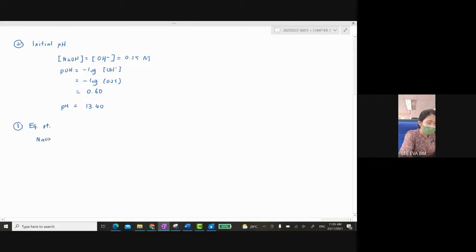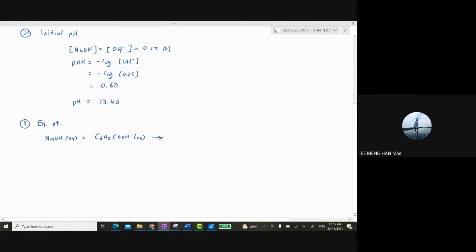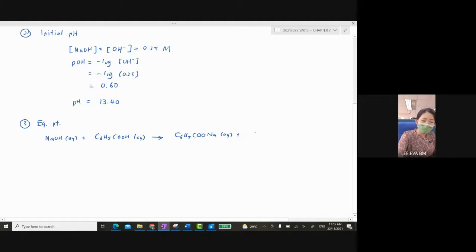So we have NaOH reacting with the benzoic acid. And what salt are you producing here? What is the product? Sodium benzoate plus water. Very good. C6H5COONa, this is the sodium benzoate salt, and also the water, in liquid. So this is a neutralization equation, and we can see the product of your salt over here.